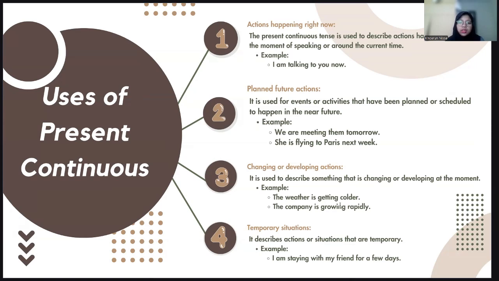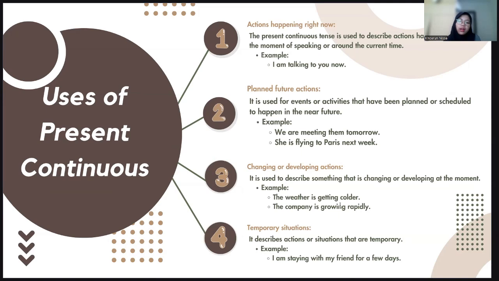Number three, changing or developing action. That means it is used to describe something that is changing or developing at the moment. For example, the weather is getting colder. The company is growing rapidly.